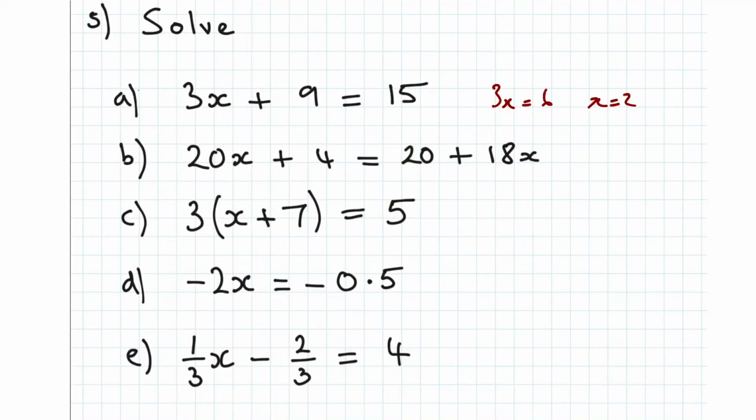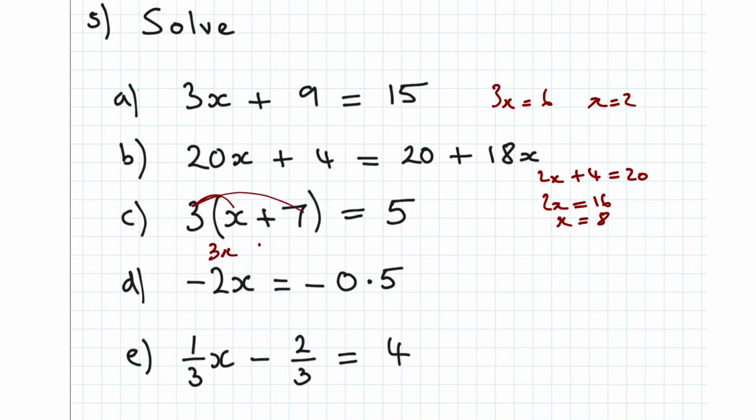Question B. Take 18x off both sides to give me 2x plus 4 equals 20. Now at this point there's 2 or 3 people that take 4 away from both sides and actually made a mistake. Take 4 away from both sides, you get 16 there. Some of you wrote 18, which is a shame. Divide both sides by 2. You get 8.